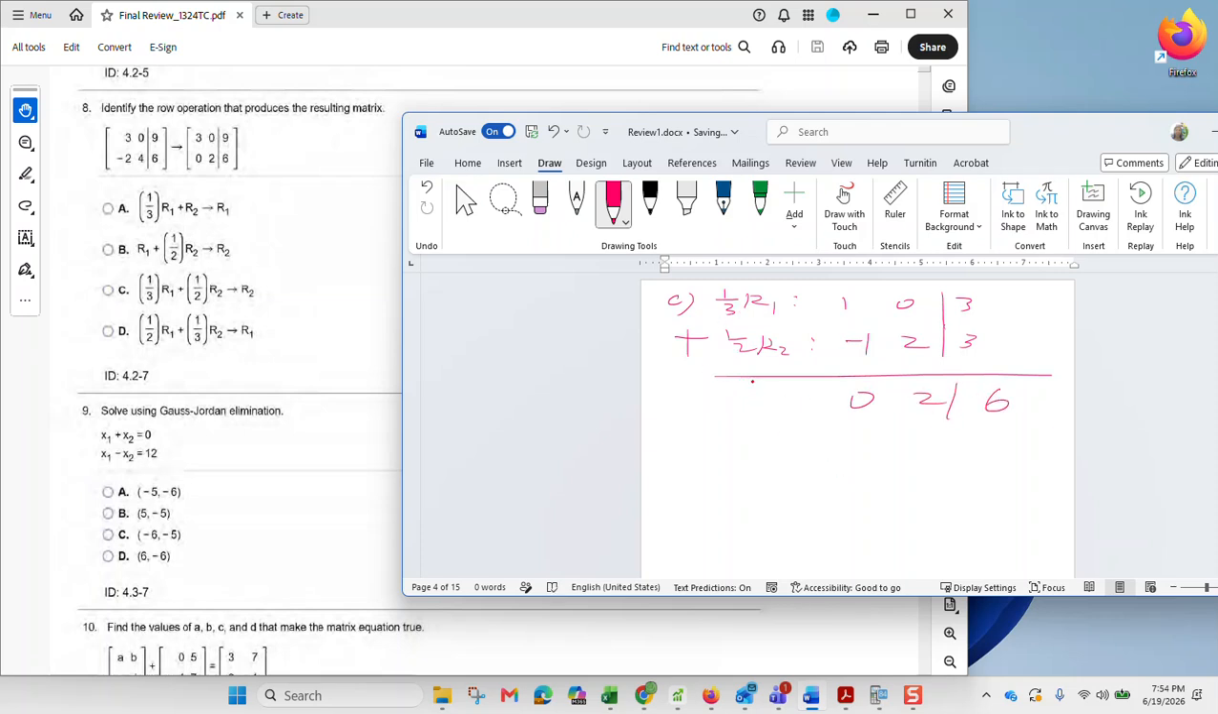So we have this one replacing row 2. So yeah, this 0, 2, and 6 replaces row 2. So C is the correct answer. So that is called a row operation. You can multiply, you can add, you can subtract. Subtract is just kind of multiplying by a negative coefficient, right? It's similar.